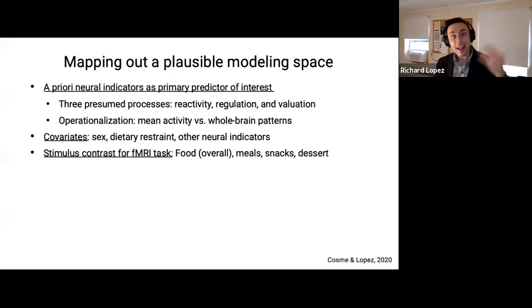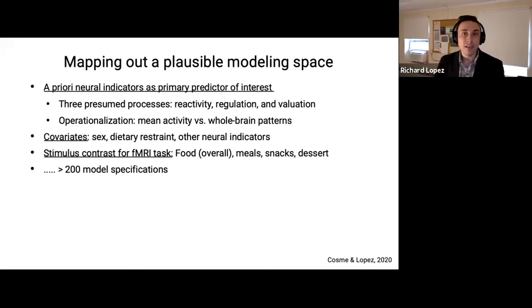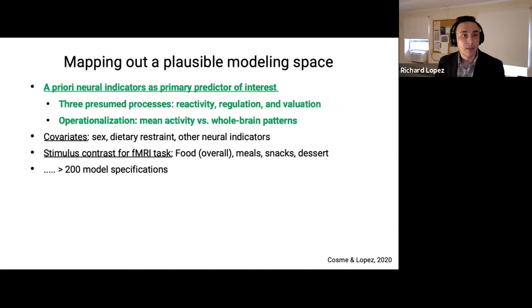We had another way to analyze the data where we could look at their overall brain activity in response to food images, or we could look at their brain activity in response to meals or snacks or dessert. So another granular decision point there. And I'm omitting some details just in the interest of time, but this led to over 200 model specifications, which is a pretty decent number of models to see how the effects are consistent across modeling space.